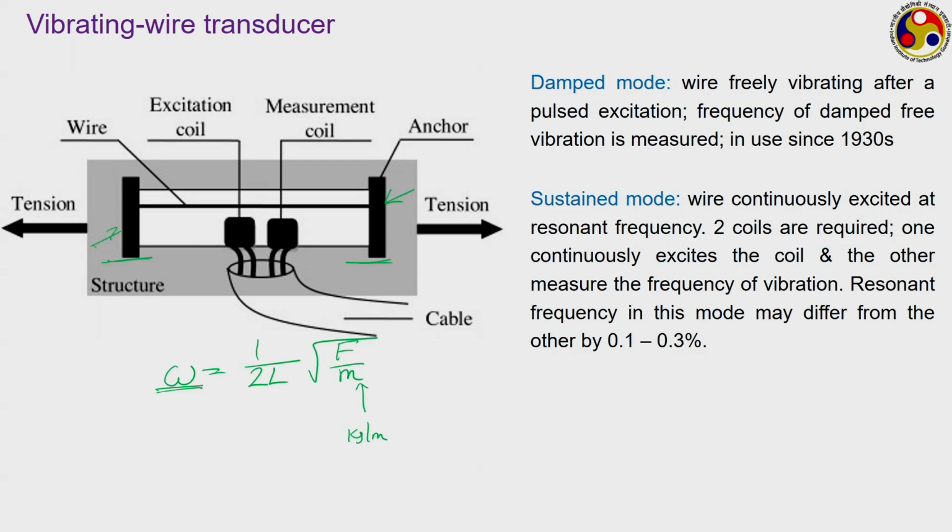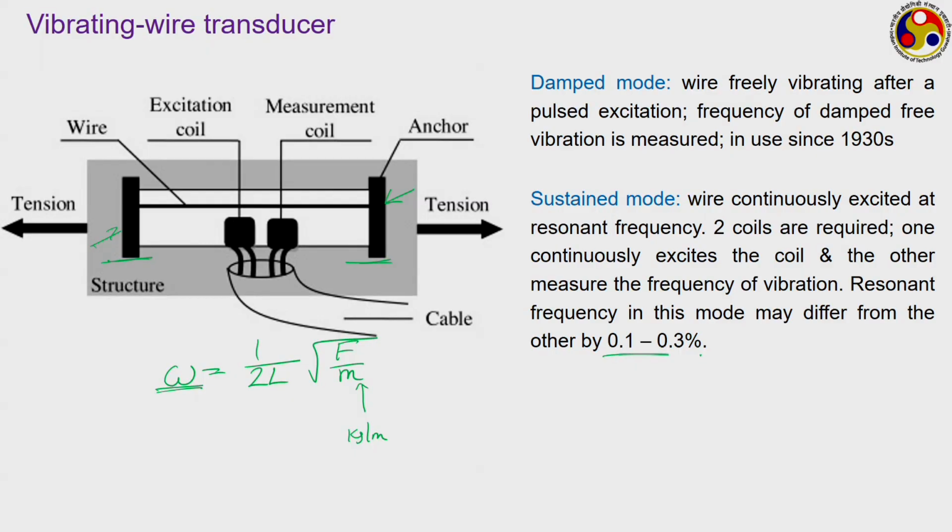of the wire, but that has not been found to be true always, because the resonant frequency among these two modes, the damped mode and the sustained mode, has been found to be a little bit different. There is about 0.1 to 0.3% difference. So, if you are looking for very high accuracy, generally this is the level of accuracy that we also expect from our device. So, we must be very careful in which mode we are working with, and should use the corresponding value of resonant frequency to avoid any kind of error.